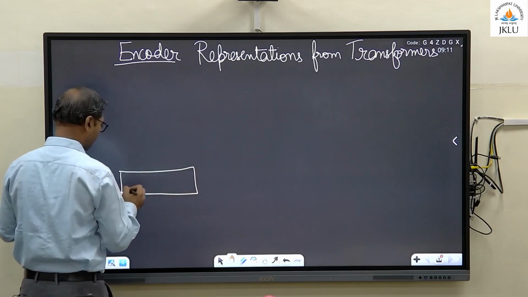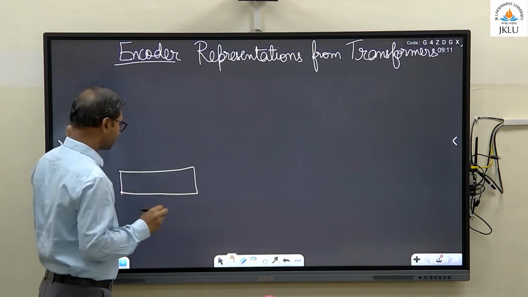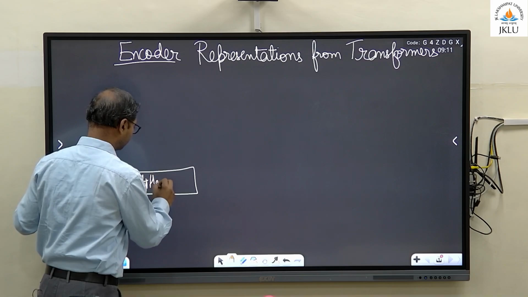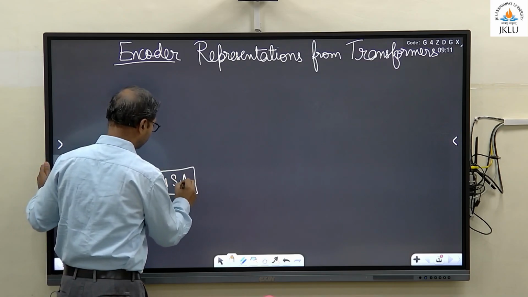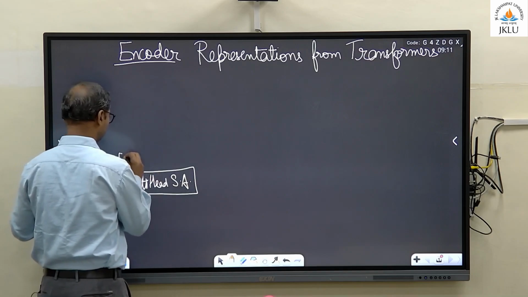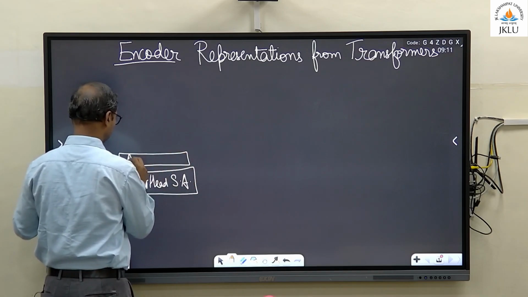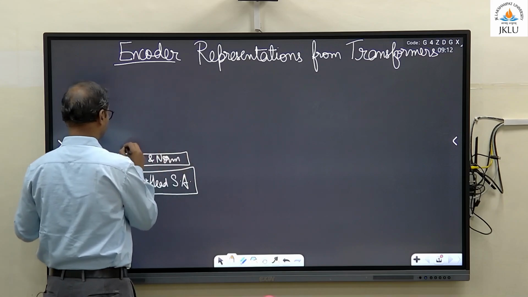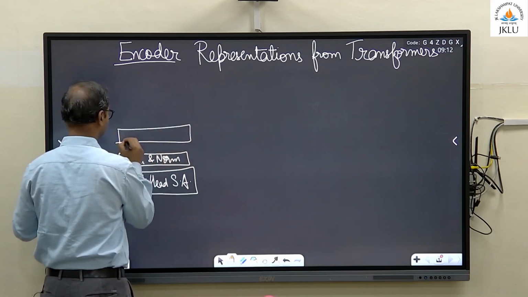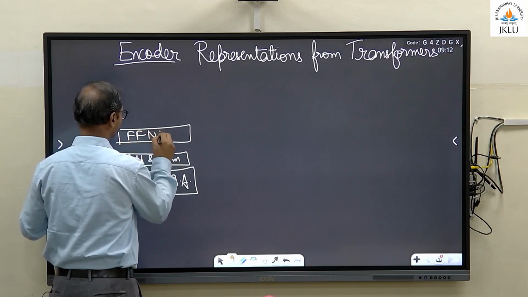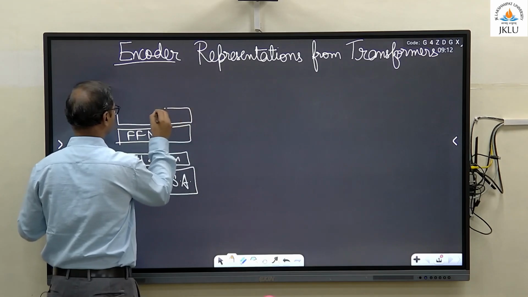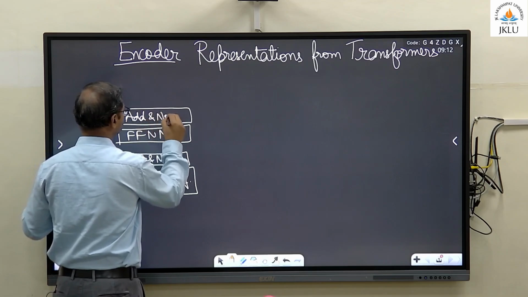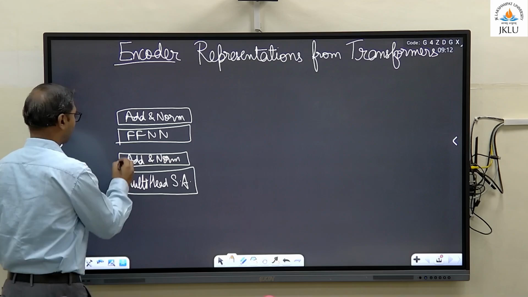So what is the architecture? Quickly now, this is all super easy now. This is multi-head self-attention. Next will be add and norm. Next will be feed forward neural network. Next will be add and norm.